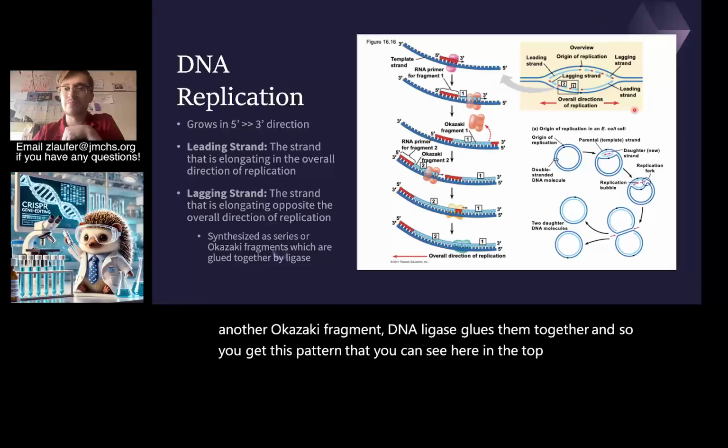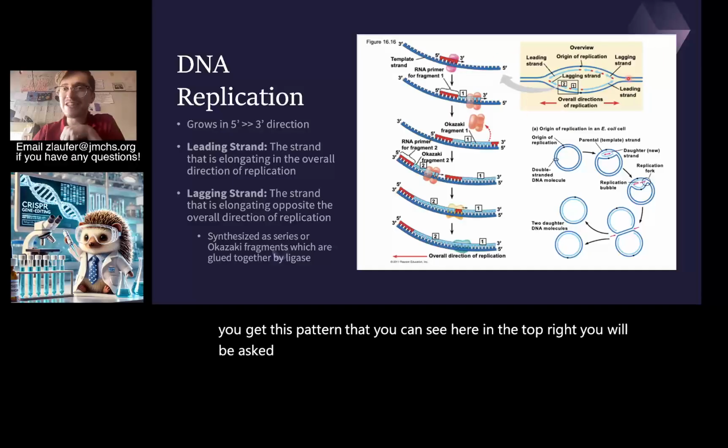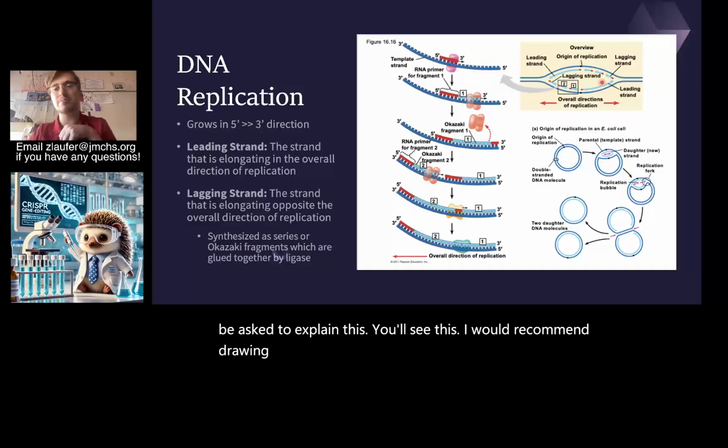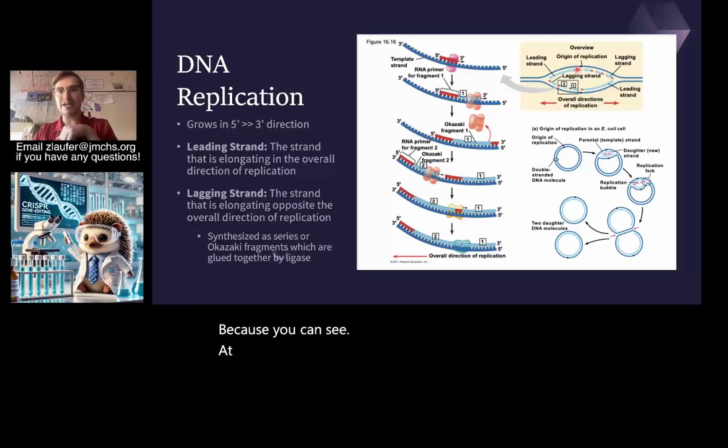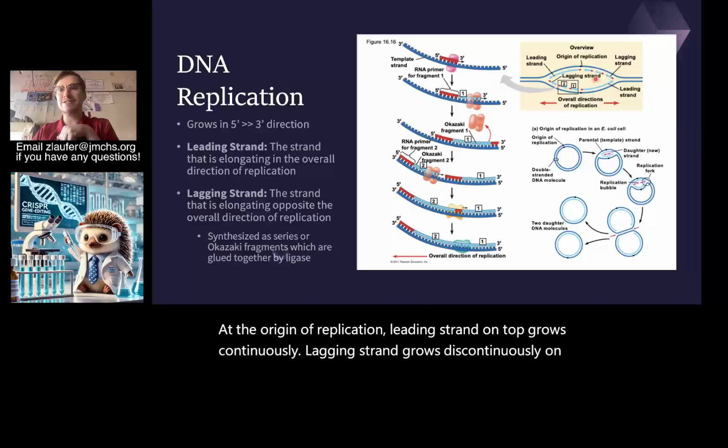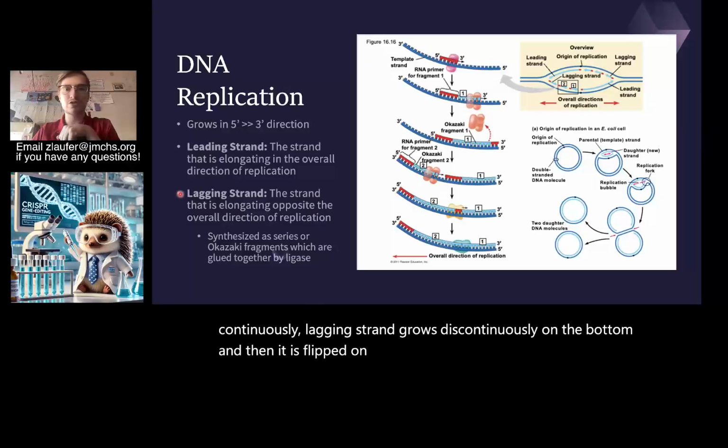You will be asked to explain this. You'll see this. I would recommend drawing this light yellow box up in your notes. Because you can see at the origin of replication, leading strand on top grows continuously, lagging strand grows discontinuously on the bottom, and then it is flipped on the opposite side of the origin of replication.